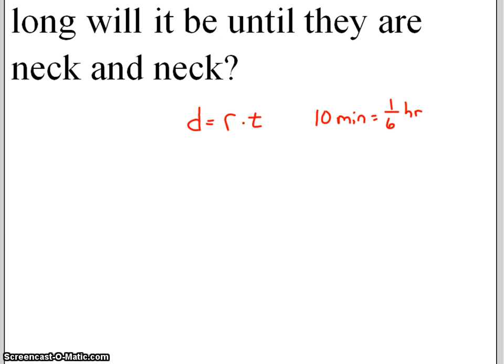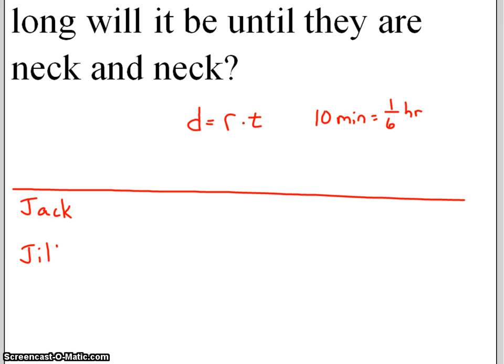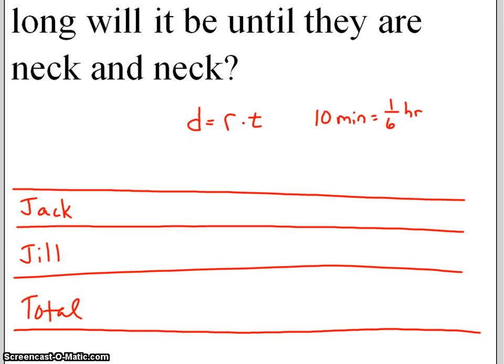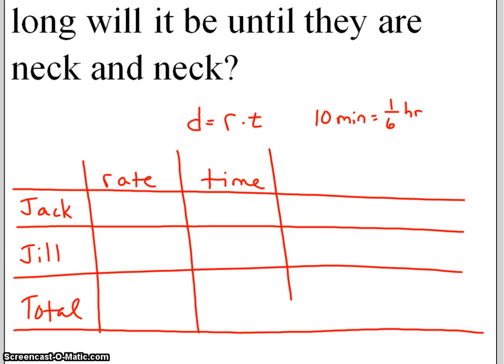So let's make a little table here. Here's where we might want to make a table. So we have Jack, we have Jill, and I like to put a total as well whenever I do these. This will kind of help us get a little organized here. So we'll make our table. And we're going to have rate, time, and distance.